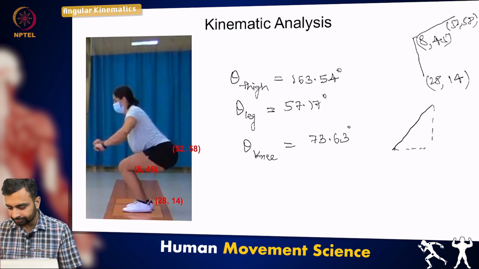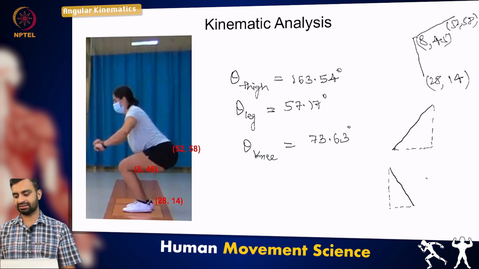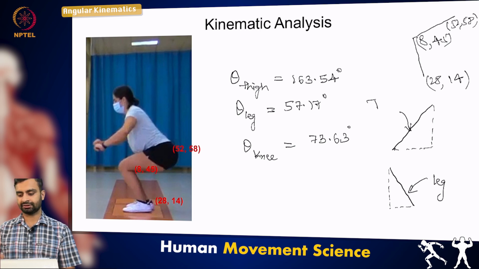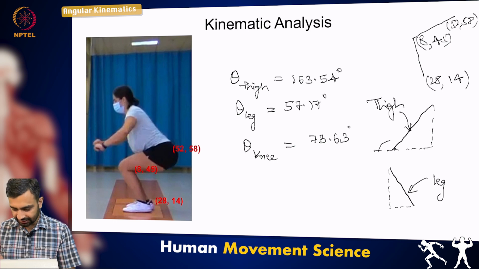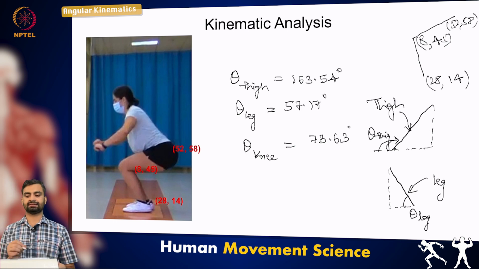Here also, just to give you a hint, we will divide the thigh segment and then your leg segment into right angled triangles. So this is your leg and this is your thigh. So here we are interested in calculating theta thigh, and this angle would be your theta leg. So this way you can calculate the knee angle.